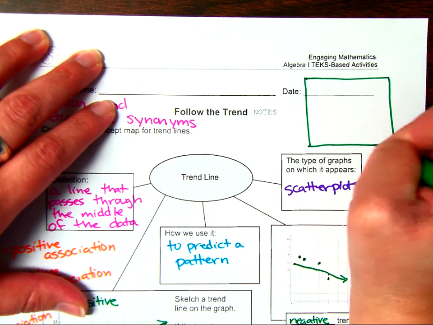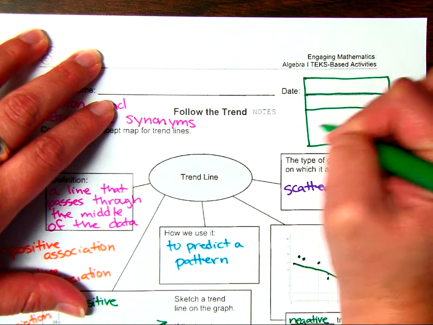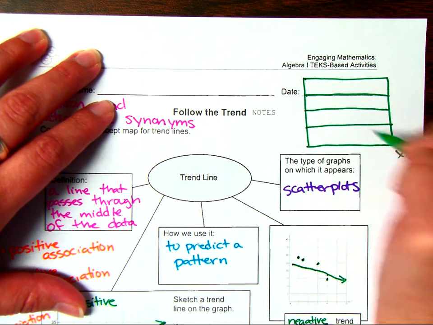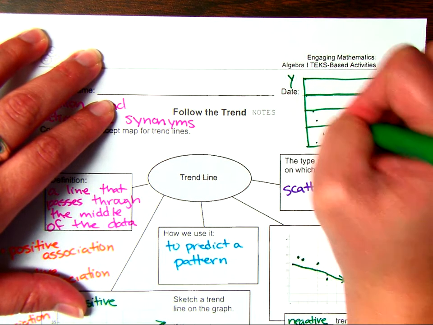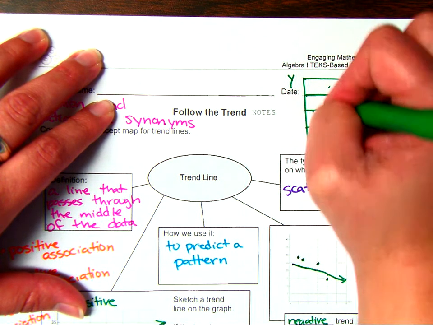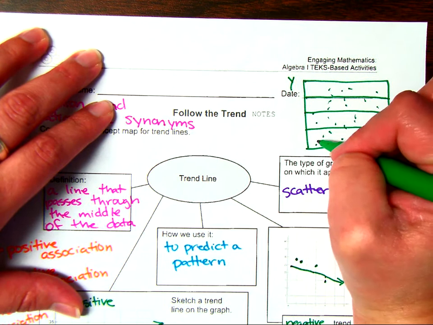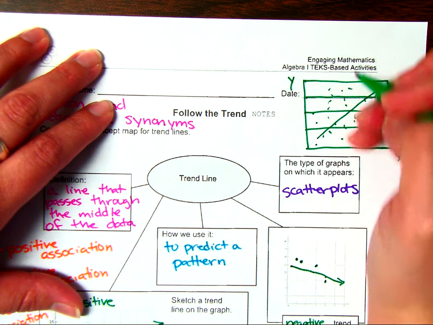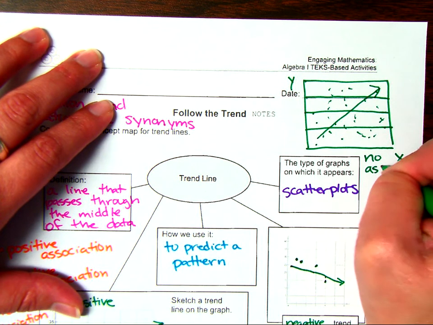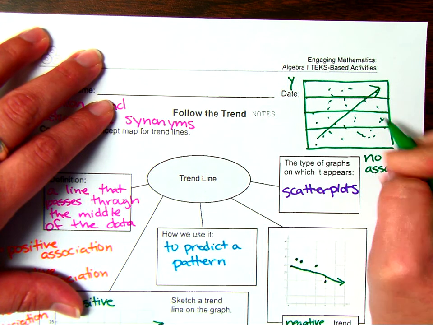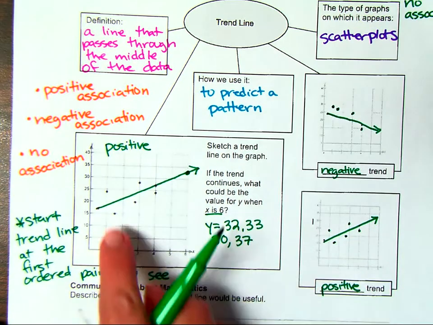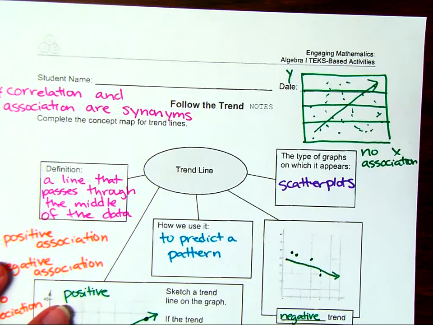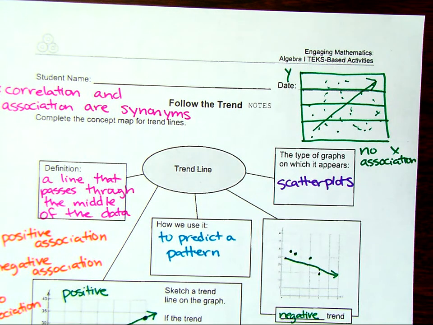Now an example for no association. I'm just going to draw one up here to give you an example. If this is my x and this is my y, and we just have all these ordered pairs all over the place, it doesn't matter where I start. If I draw a trend line like this, we see that the points are not around it, so this is no association. No trend. In order for it to have an association, the majority of your points have to be around the line. If they're all over the place, that would be no association.